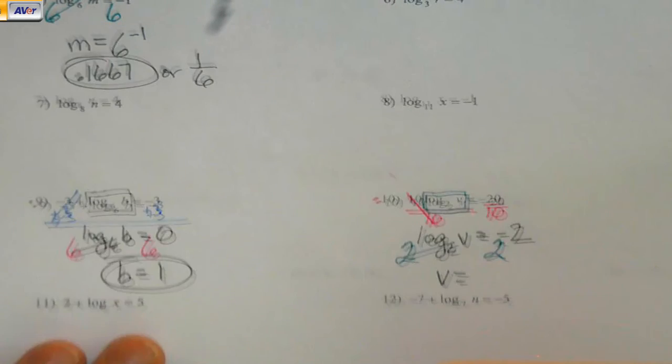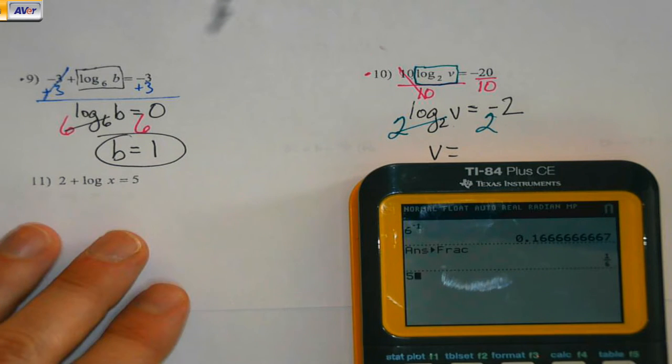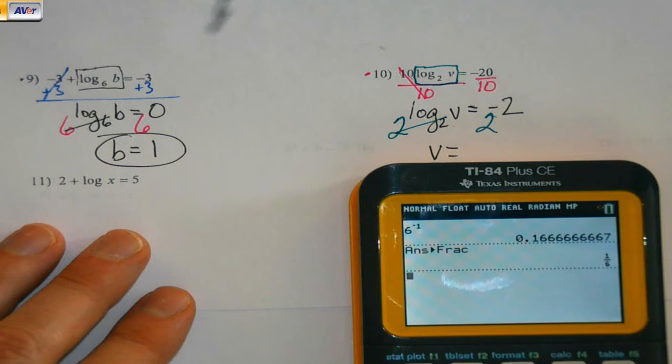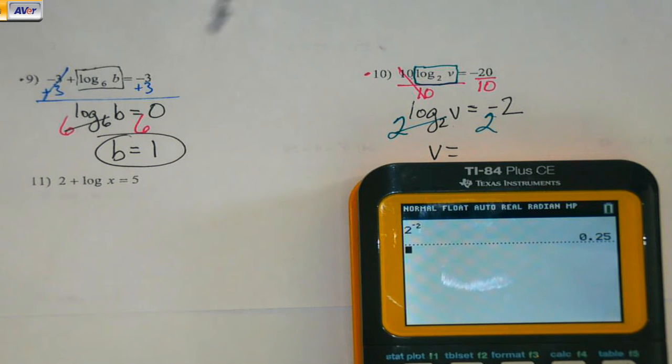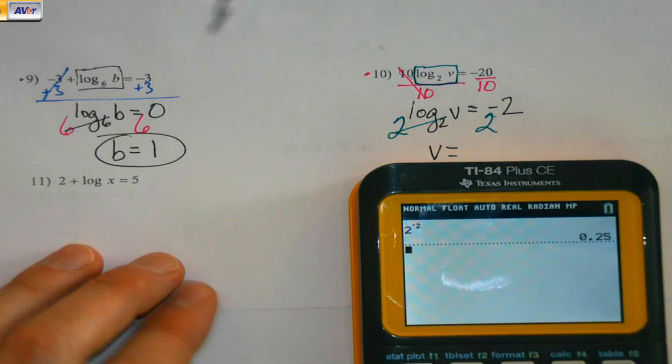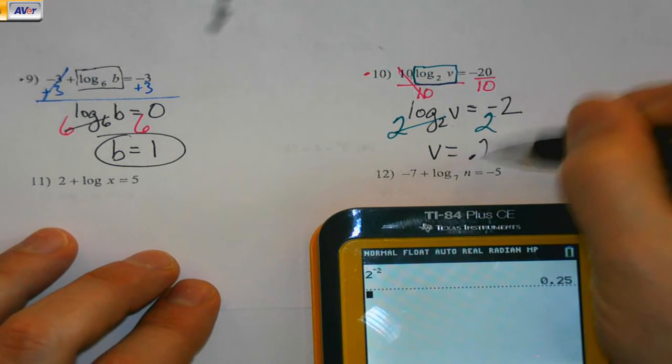And I go look in here. I'm going to bump this up a little bit so we can get this in. Whoops, not 52. Definitely not 52. 2 to the negative 2. Thank you. So here, again, I'm fine with 0.25.